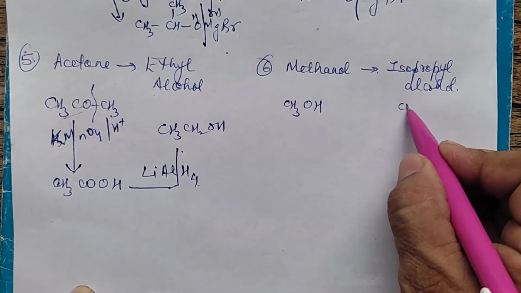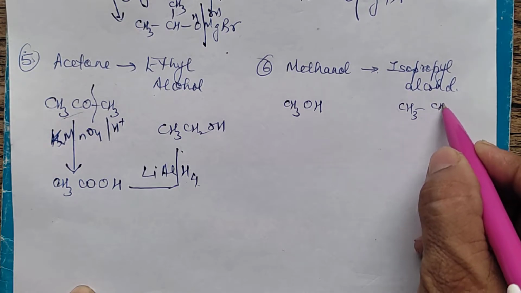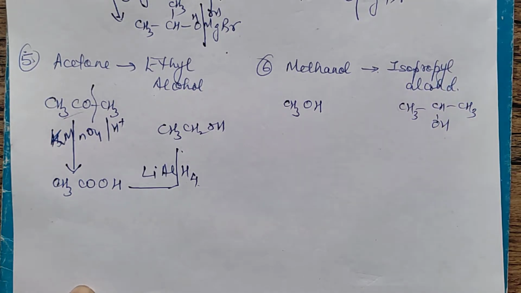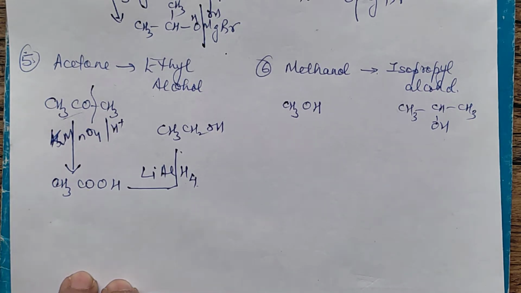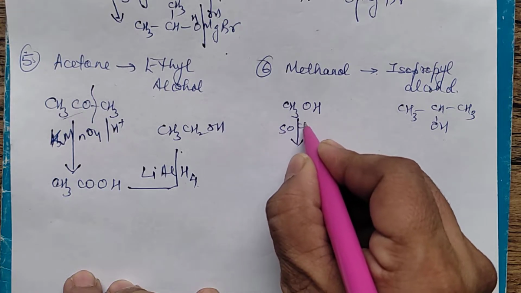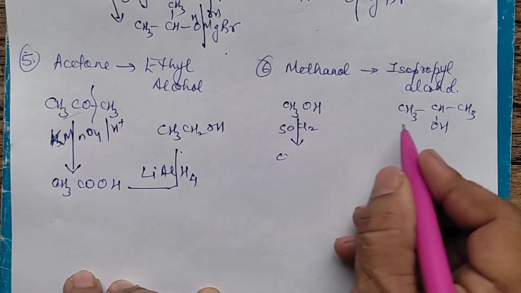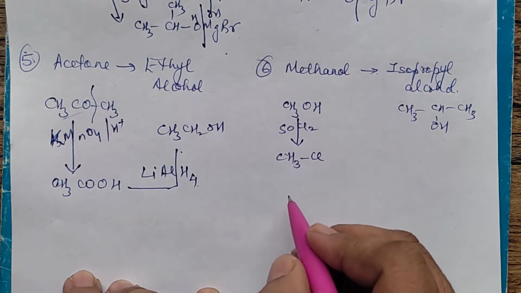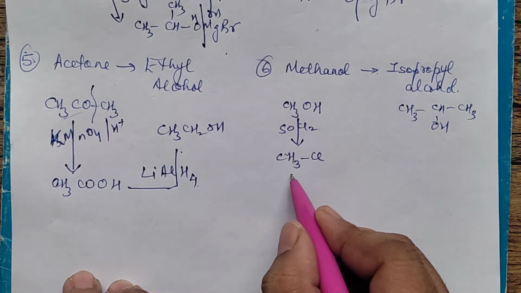CH3OH. What are you preparing? CH3CHO, this one. Okay. So what you will do is, first you treat this with thionyl chloride. You have to increase 2 carbon atoms, so think of Grignard reagent also. You will get this in the first go.